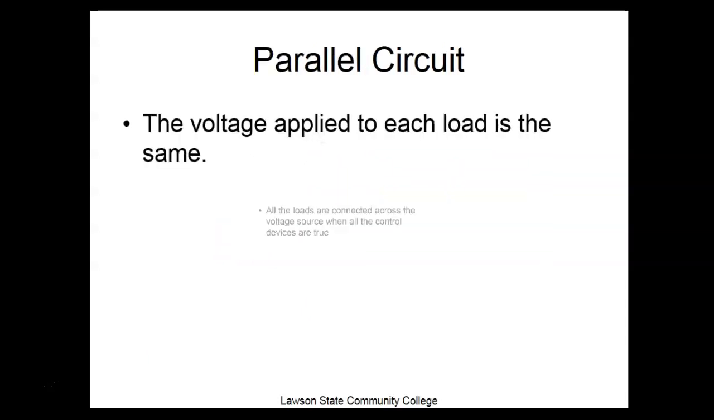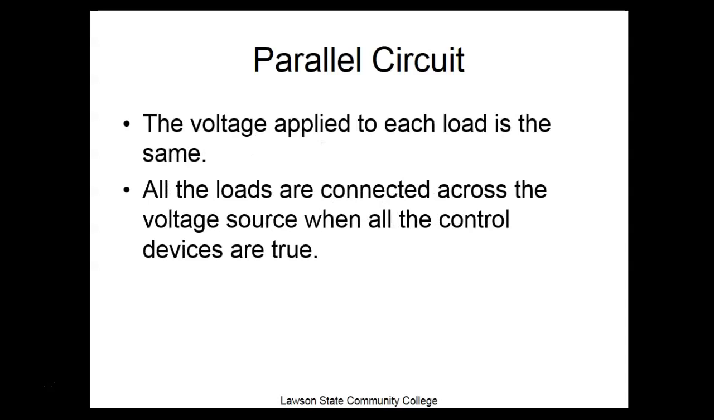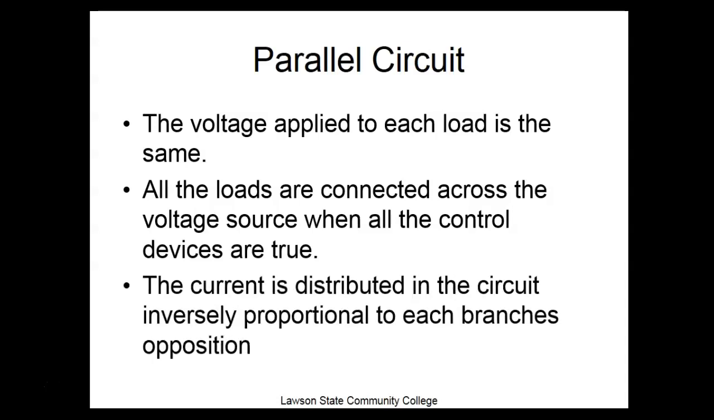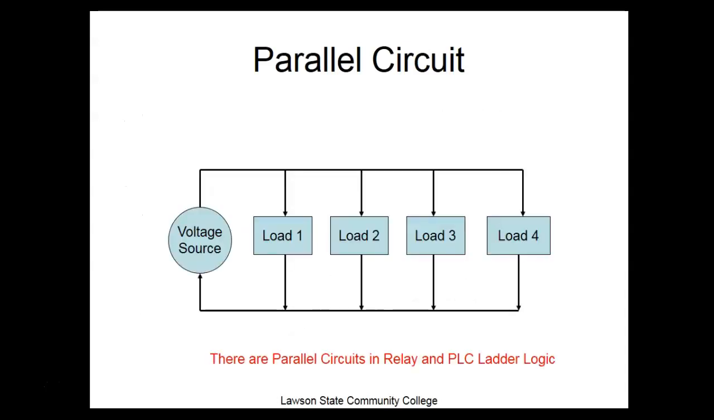Parallel circuits. This is the way the load applied to each load is the same. All the loads are connected across the voltage source when all the control devices are true. The current is distributed inversely proportional to the opposition. So this is a parallel circuit. This is what you have in your house. So your whole power grid in your house is wired in parallel.